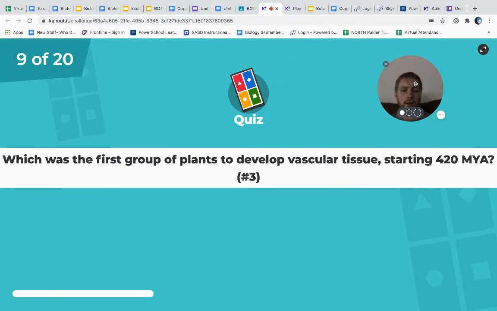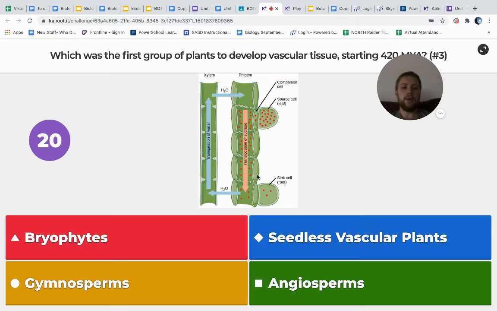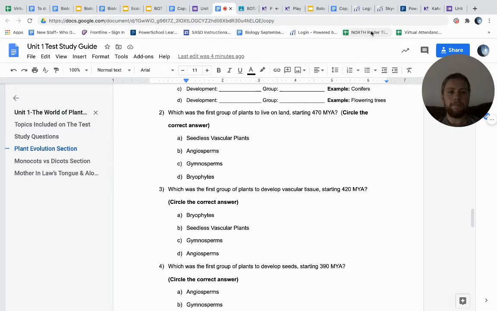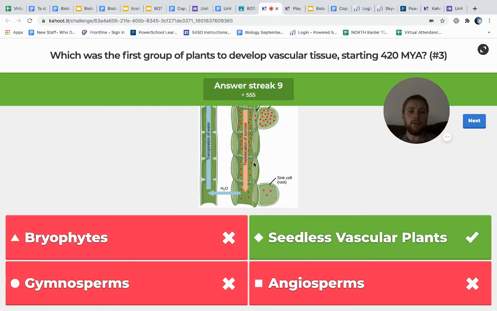All right, number 9. Which was the first group of plants to develop vascular tissue starting 420 million years ago? This one's number 3 in the section on plant evolution. So right here. All right. So after the bryophytes comes the seedless vascular plants. You'll know this because they are called vascular plants. So they are the first ones to have vascular tissue. This xylem and this phloem that we talked about in our plant structure video, or I should say plant evolution video. All right, so they are the first plants to have that, and they evolved 420 million years ago.